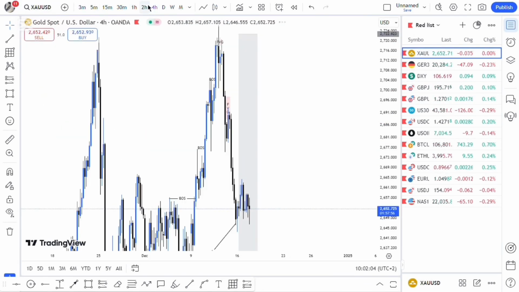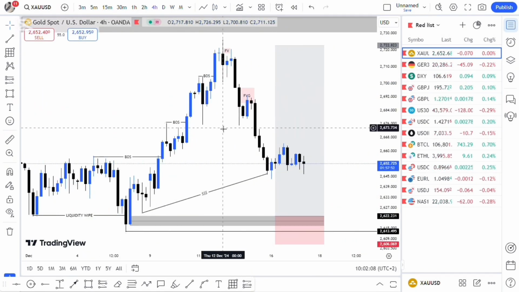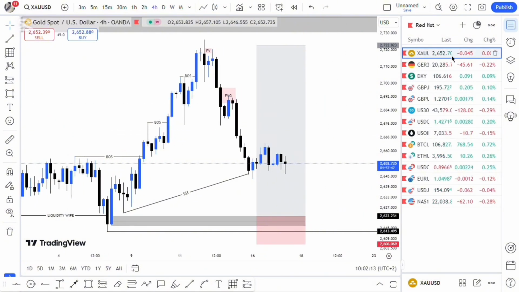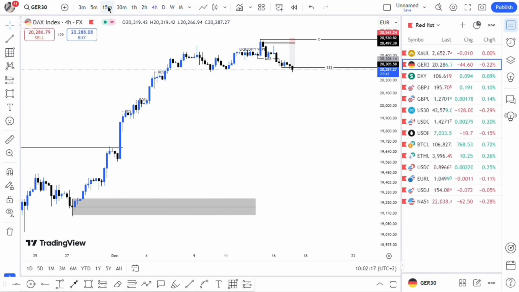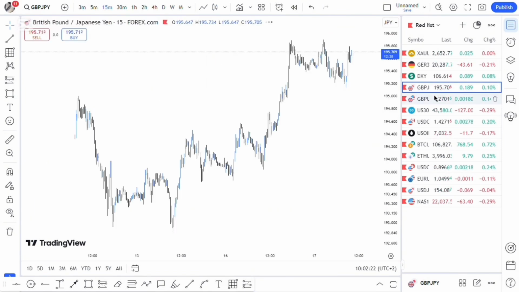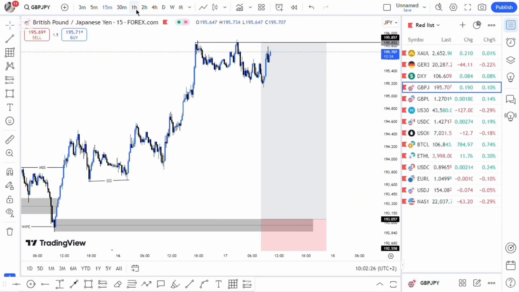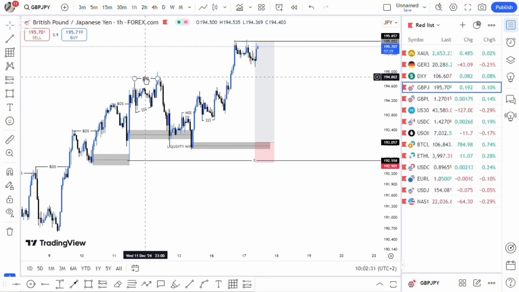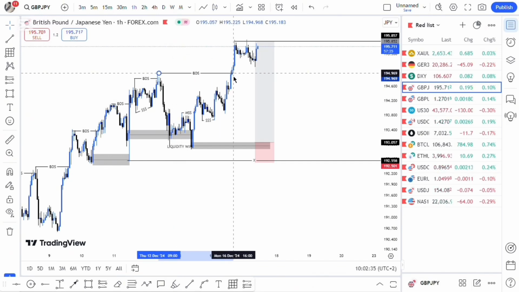And as for gold, I have buys, as you can see. I'm waiting for price to tap into this origin, and I'm taking my buy trades. German 30 also was looking for sell trades. So let's just wait. And for GBPJPY, I also was waiting for buyers, as you can see at this point.